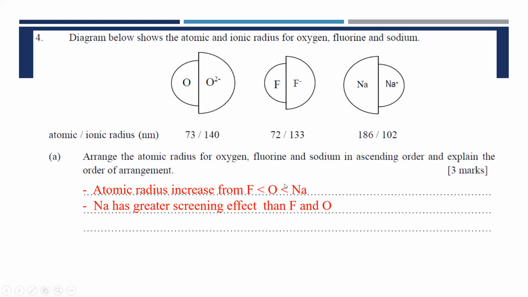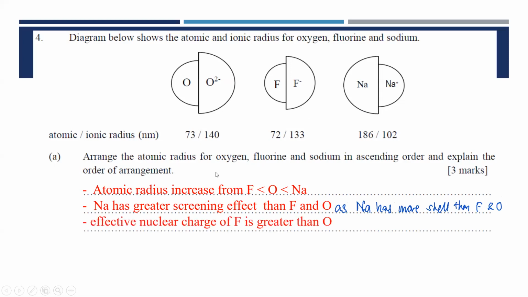So you should explain as fully as you can. If I were the student, I would definitely try to add some more words. Okay, so that is what I would add if I were a student. And then here, the effective nuclear charge of F is greater than O, since they are from the same period, where F is towards the end of the period. So that is something that you have to explain here. Don't care where the marks are located, just try your best to write as fully as you can. Okay, so that is for number 4A.